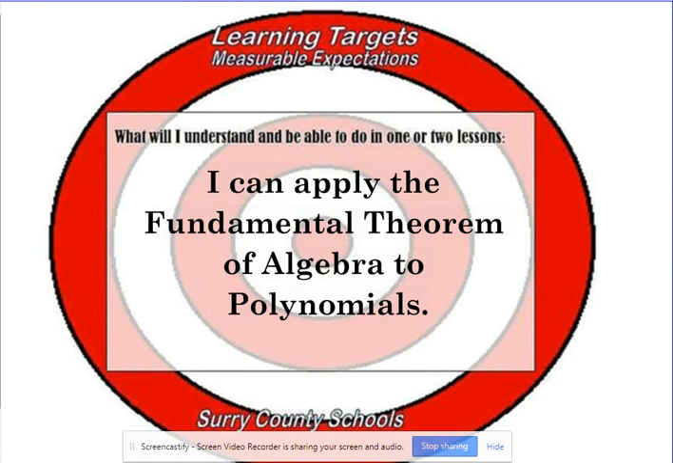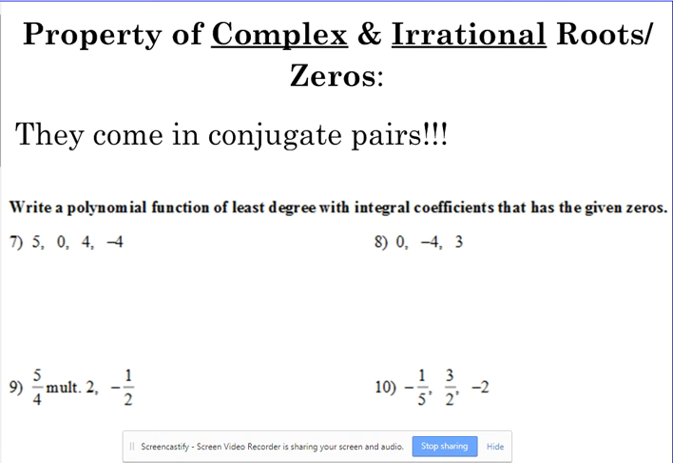Of algebra, the basis is, this isn't the basis, but the basis is that your x-intercepts are directly related to your roots, which are related to your factors, which will help you build a polynomial. Now we're going to use this idea here in a second.